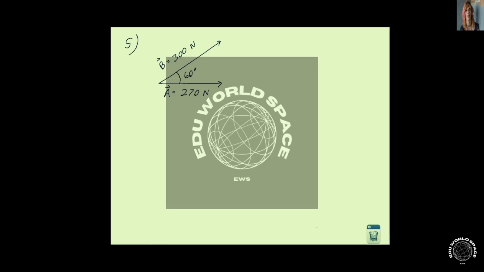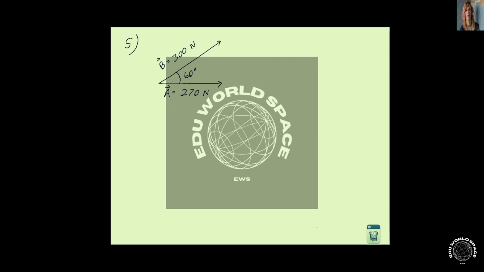All right, chapter 4, problem number 5. We have two dogs pulling on two ropes. Dog A pulling at 270 newtons and dog B pulling at 300 newtons at an angle of 60 degrees to each other, and they want to know the magnitude and direction of the resultant force. So we're adding these forces together.